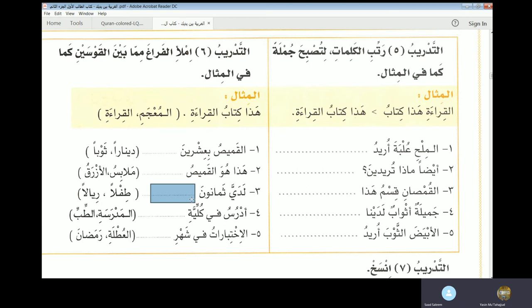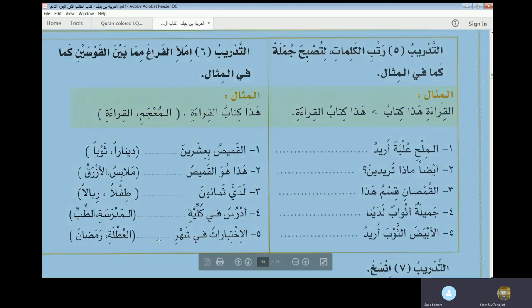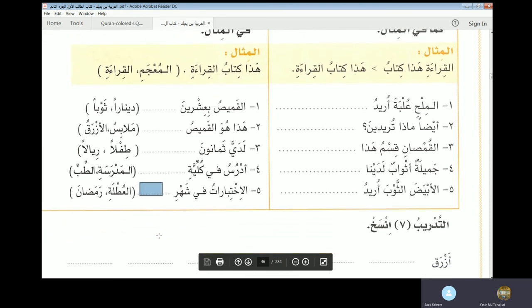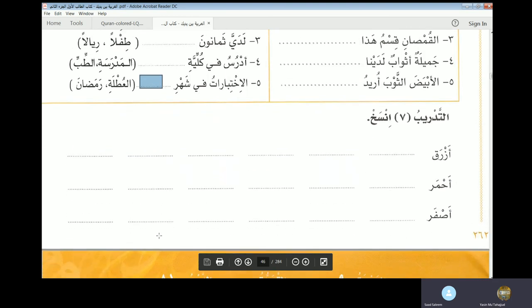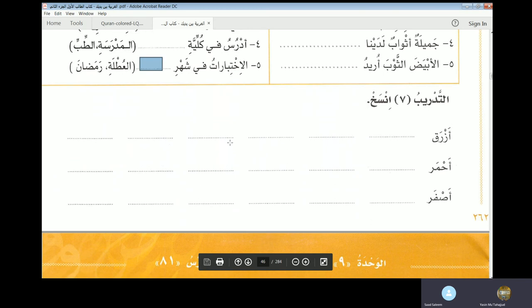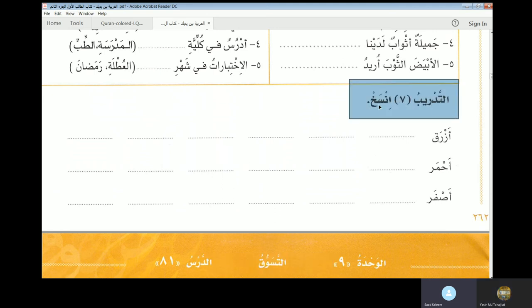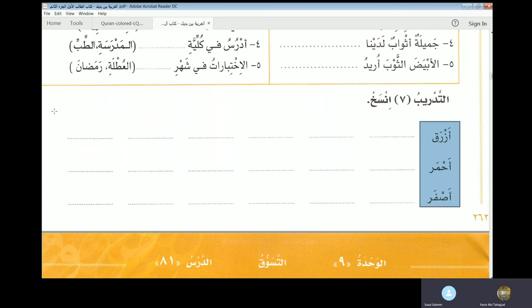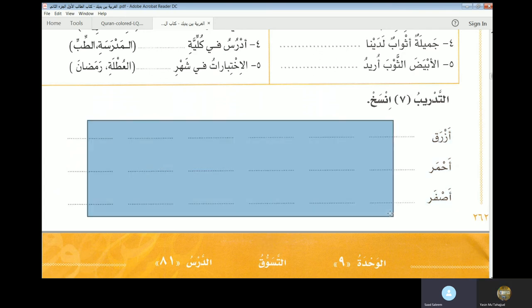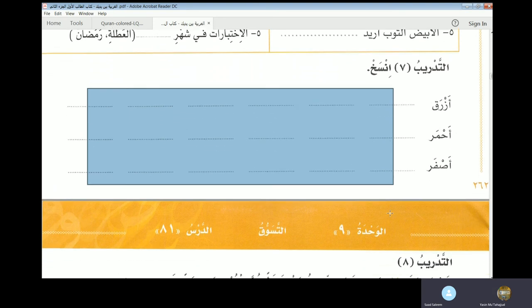Okay, then the name of the month, you will copy. You will write this, copy these words in these blanks. Copy and paste. Okay? Write it, practice.